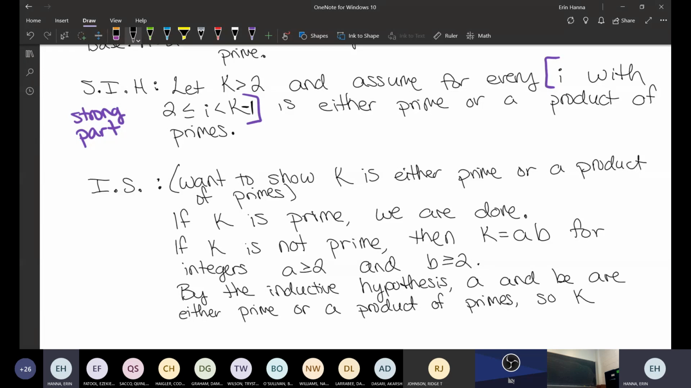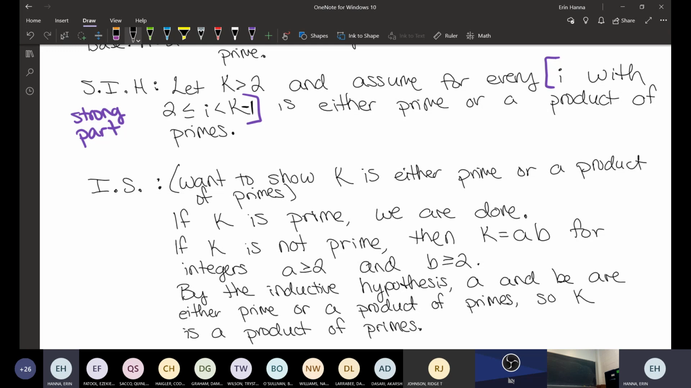So K is a product of primes. Since if A and B are both prime in and of themselves, well then K is a product of two primes. Whereas if A and B are primes, well then K is also a product of primes, which makes it a product of primes. So essentially we needed this strong part here because we couldn't just assume that it was true for the one immediately below it.